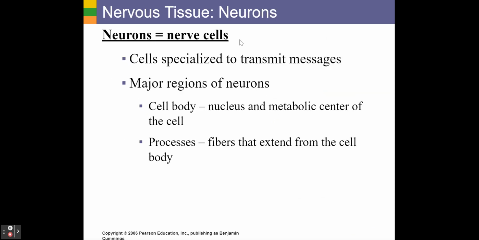All right. Nerve cells, neurons essentially, are equal to the nerve cells. This is usually a question that comes up on a test: what's referred to as the cells inside of the nervous system? They are neurons, and they're specialized in a way so that they can transmit messages as well as receive them. And there are two major regions to them. There's the cell body, and then the processes that extend away from it. The cell body is usually the nucleus as well as the metabolic center. And then the processes that extend away from that would be the axons and dendrites that we will see here in just a second.